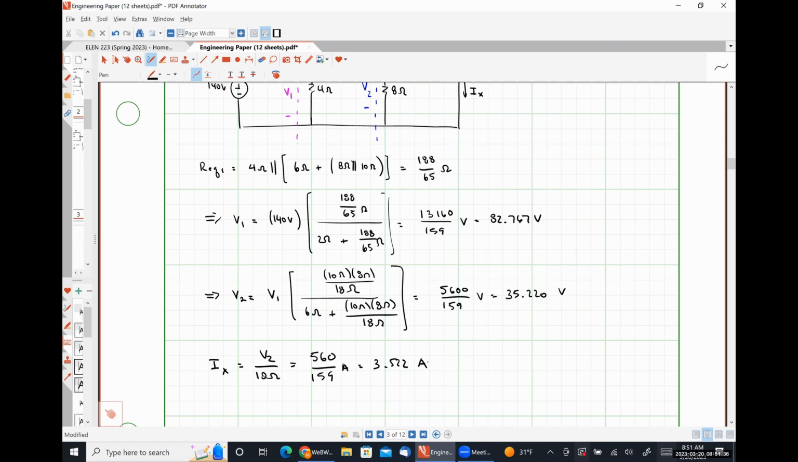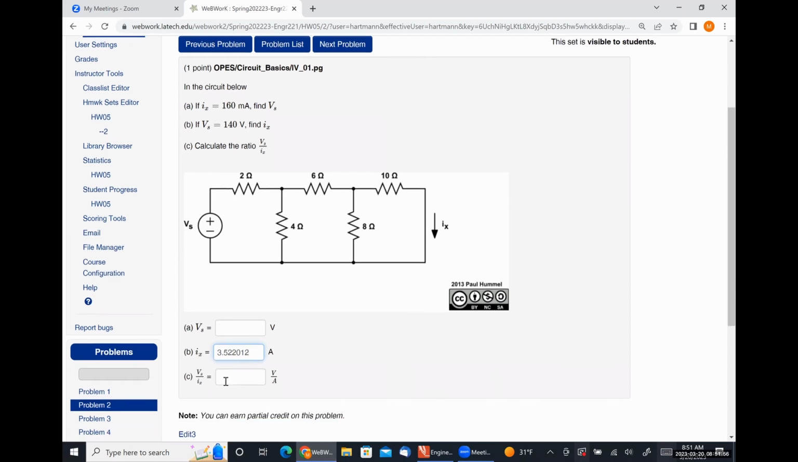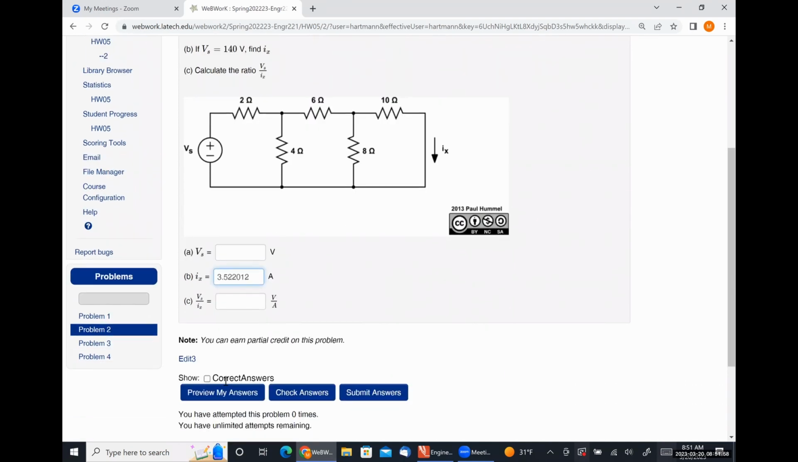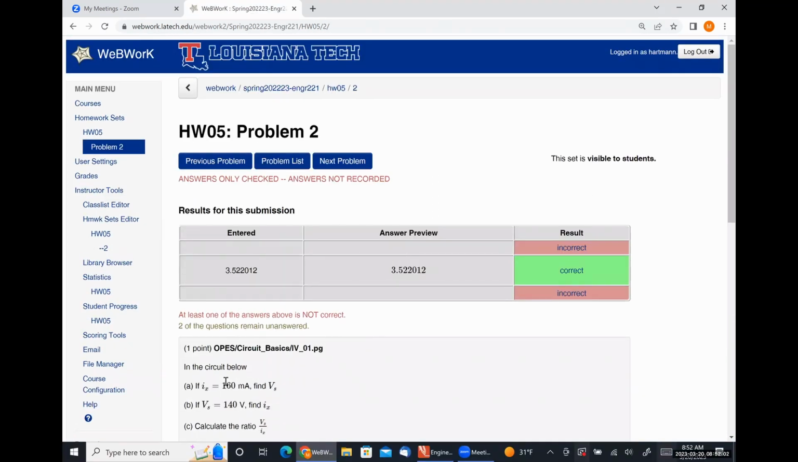Just to make sure we've done things correctly here, throw this into WebWork and see if the robot agrees. I don't think it's really necessary to put that many decimal places in, but we're going to do it anyway. Correct. Yay, we did basic circuit analysis correctly. I should be able to do it by now, but then again, I do make mistakes.